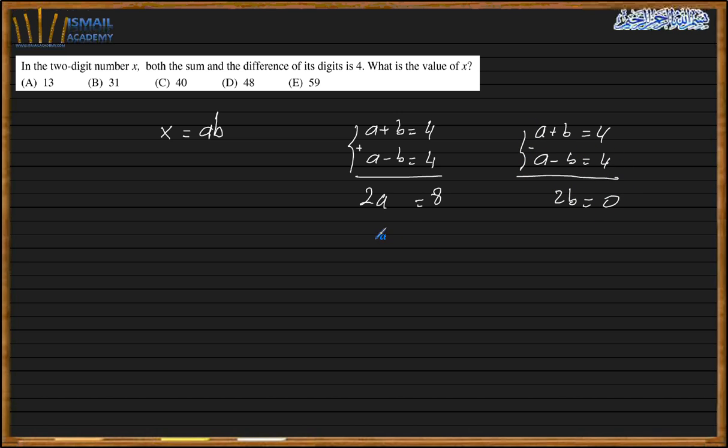Here I subtract to get my b. 2b equals 0. So divide both sides by 2. a equals 4. Divide both sides by 2. b equals 0. 4, 0. The answer is 40.